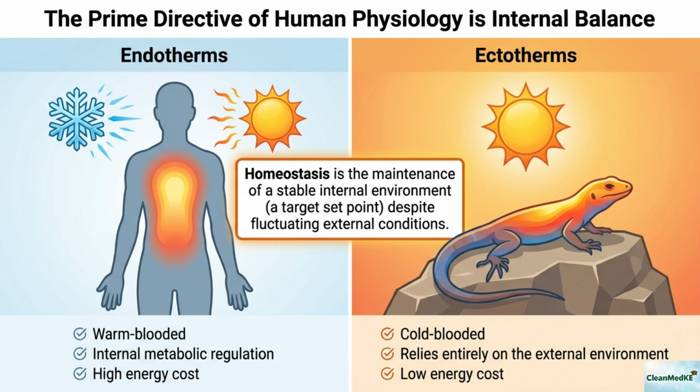constantly fluctuating. As humans, we are endotherms, meaning we are warm-blooded. While this comes with a high energy cost because of internal metabolic regulation, it allows us to remain active in various environments, unlike ectotherms, like reptiles, that rely entirely on the external environment for their body temperature.